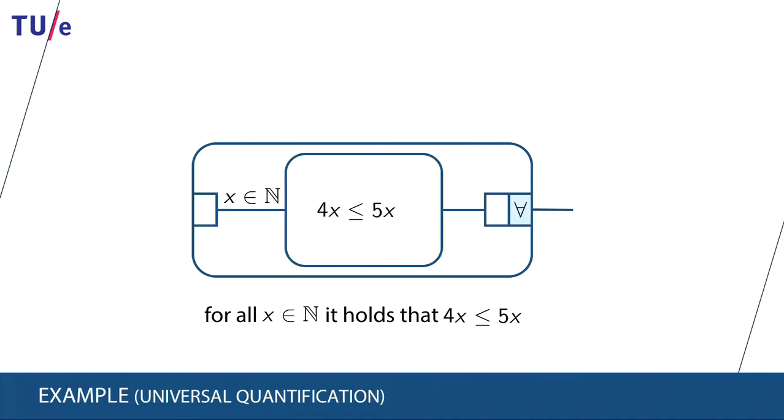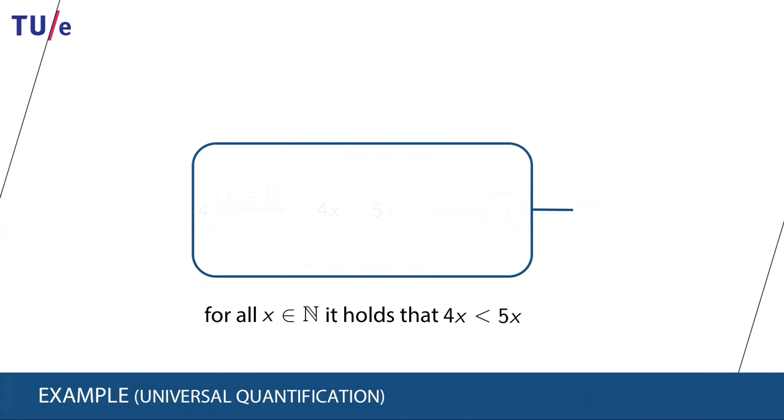Let's now consider the example of universal quantification again, but slightly change the predicate involved. We replace the less or equal predicate by the less than predicate. Then, running the device again, when the generator generates the natural number 0 for x, the predicate 4x is less than 5x evaluates to false. For all the other natural numbers x, the predicate 4x is less than 5x evaluates to true, but that is no longer important for the evaluation of the universal quantification.